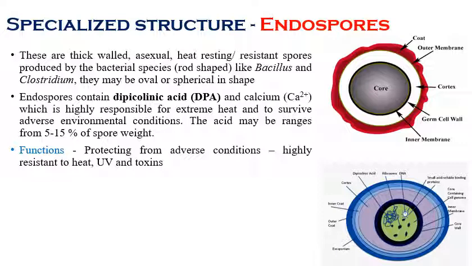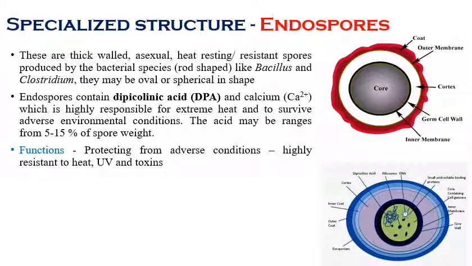It's very important. These endospores are produced by gram-positive bacteria only. Now we will see what an endospore is. It is a thick-walled, asexual, heat-resistant resting spore which is produced by bacterial species like Bacillus and Clostridium, which come under gram-positive bacteria.